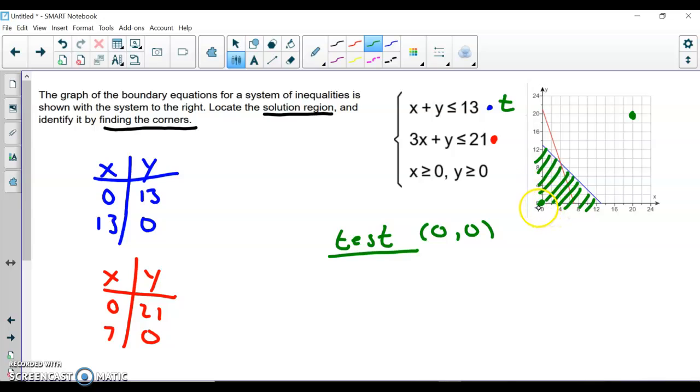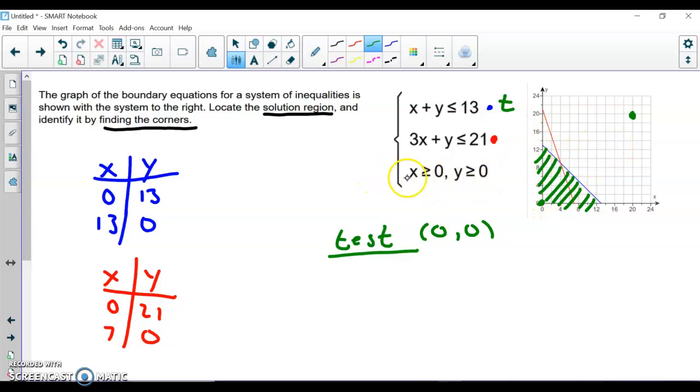But let's just say if you plugged in 0, 0 and you got something that wasn't true, like 0 plus 0 is greater than 13. Well, that's not true. So you have to shade the opposite side. So if your test point is true, you shade that side. If your test point is not true, you would shade the opposite side.